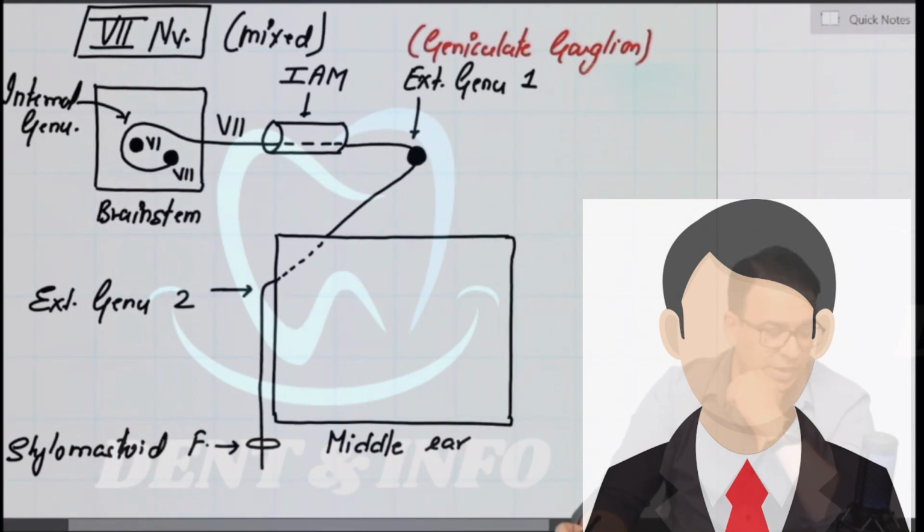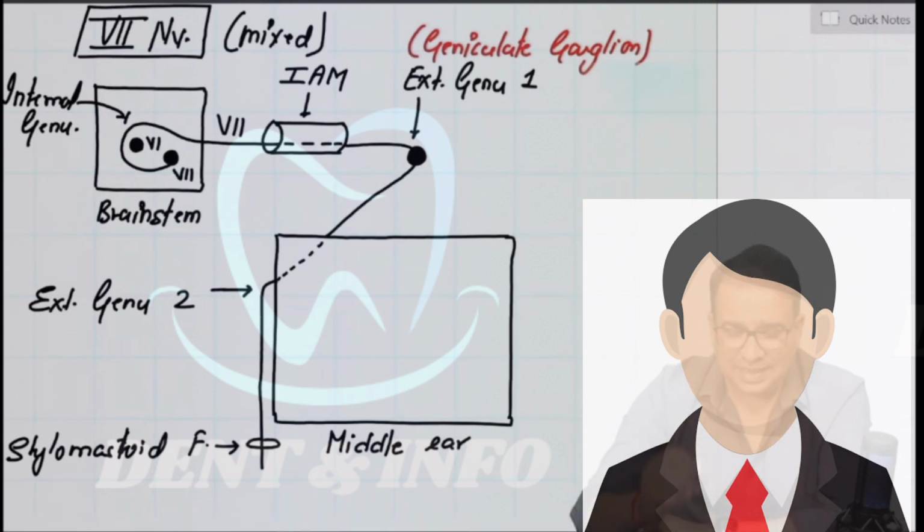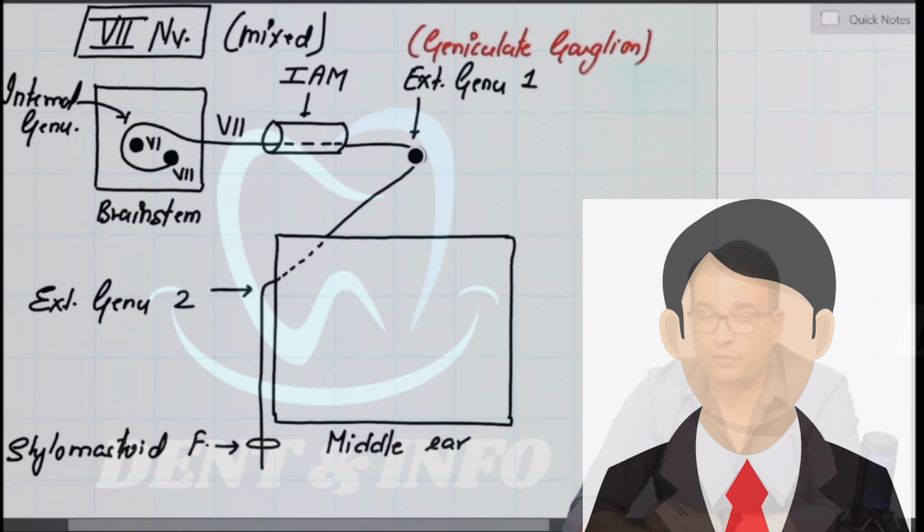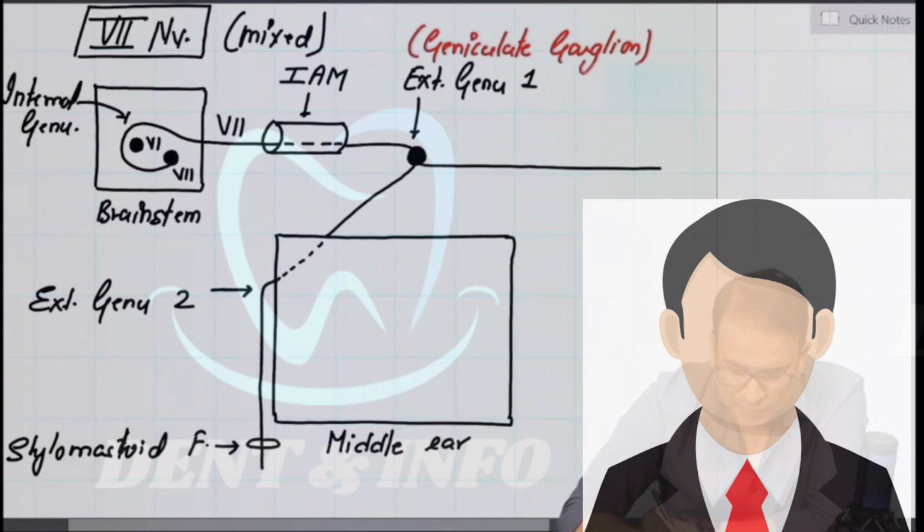That ganglion is the geniculate ganglion. Now, what you'll see is that exactly where the geniculate ganglion is present, from the level of the geniculate ganglion, a branch of the facial nerve will come out, and this branch of the facial nerve is called the greater petrosal nerve.